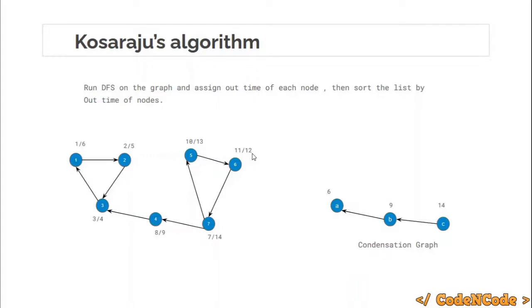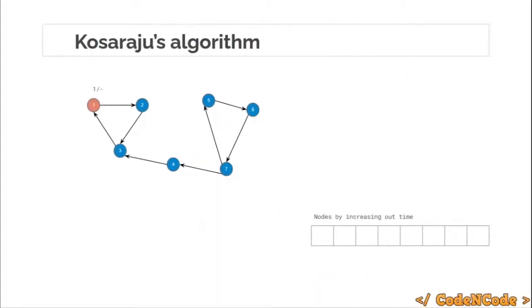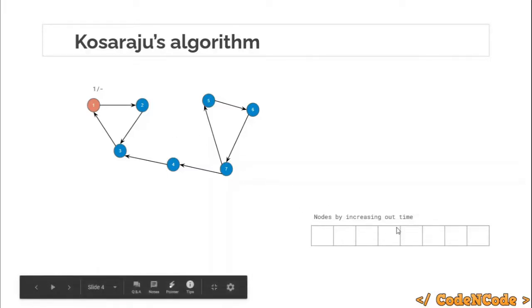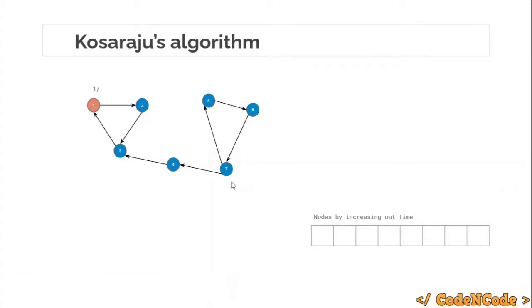How to do that? Let me show you here. This answers the question of how the first set of DFS gives you the order in which you need to run DFS in the second series of DFS. Suppose I need to sort them in increasing or decreasing order of their out time. Kosaraju actually sorts the nodes in increasing order of their exit time.